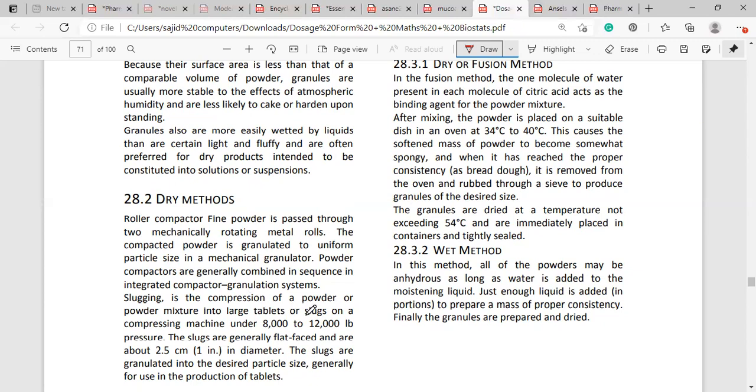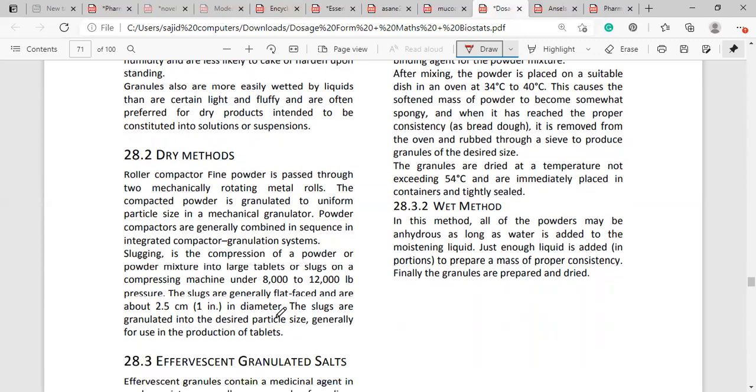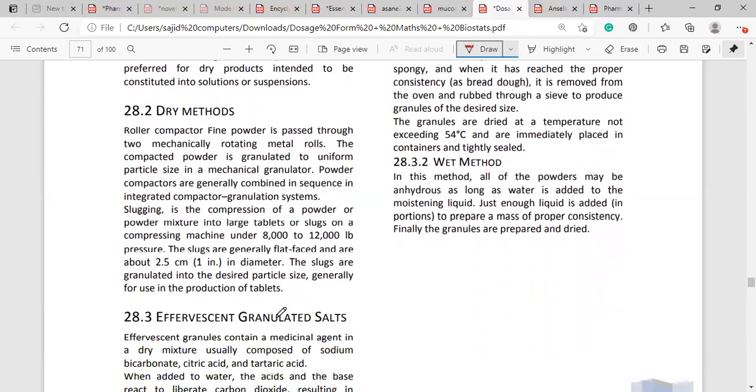These are also called slugs, made on a compressing machine under 8,000 to 12,000 pound pressure. The slugs are generally flat faced and are about 2.5 centimeter in diameter. The slugs are granulated into the desired particle size, generally for use in the production of tablets. Because powders are very fine in nature, we first convert those powders into slugs, that is large tablets, and then those slugs are passed through desired mesh sizes to prepare granules, and then the granules are used for tablet making.